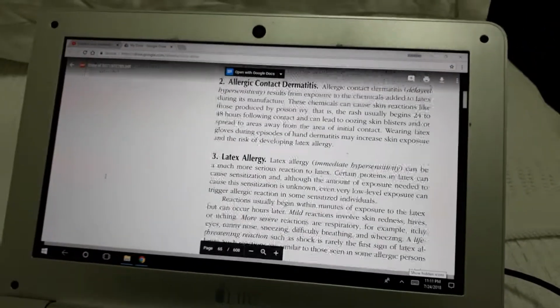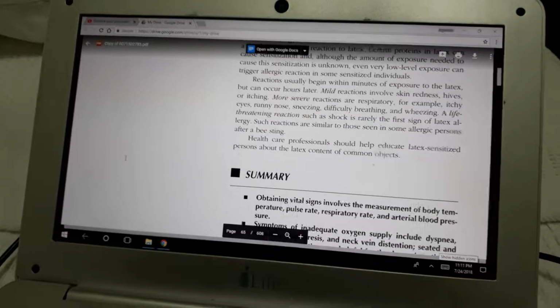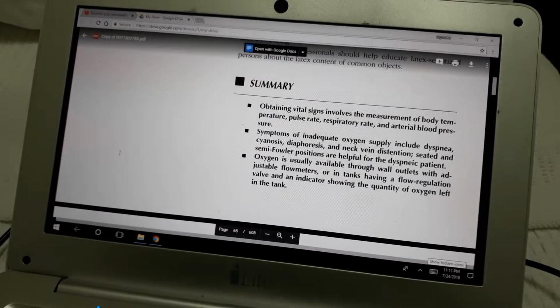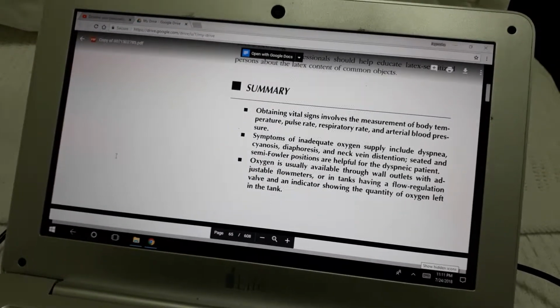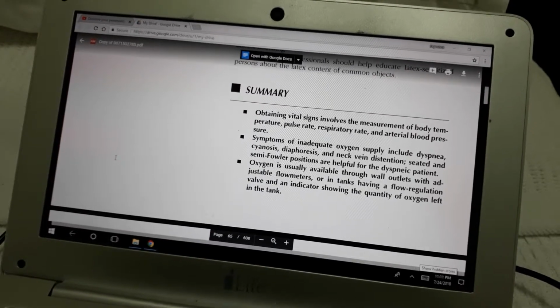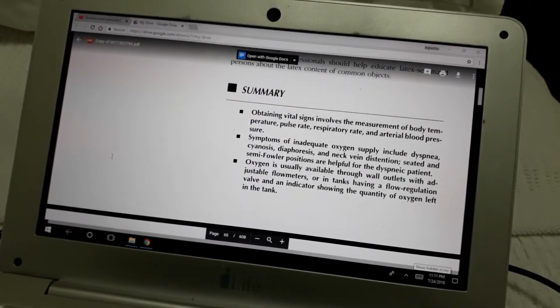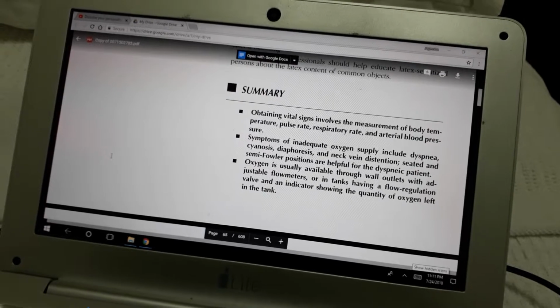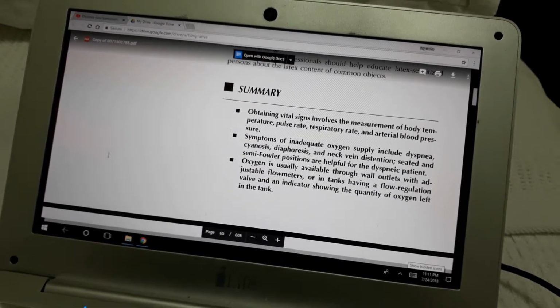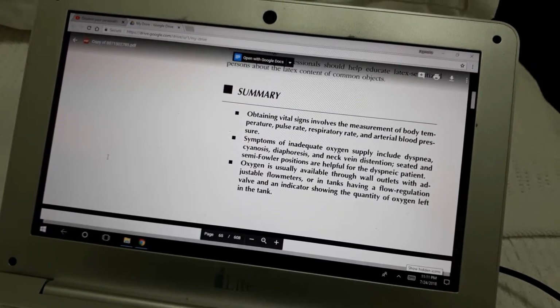Next is the summary. Vital signs involve the measurement of body temperature, pulse rate, respiratory rate, and arterial blood pressure.